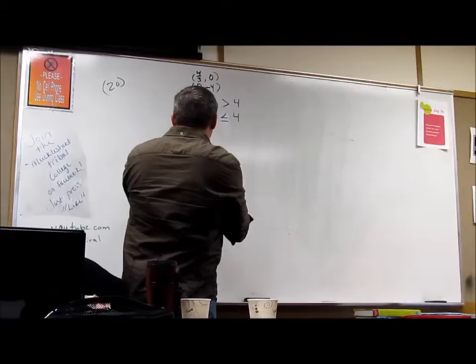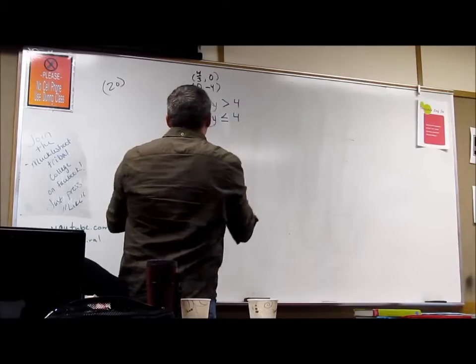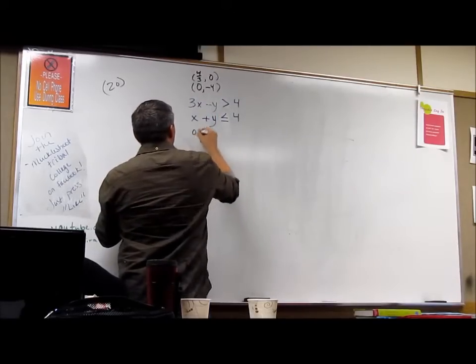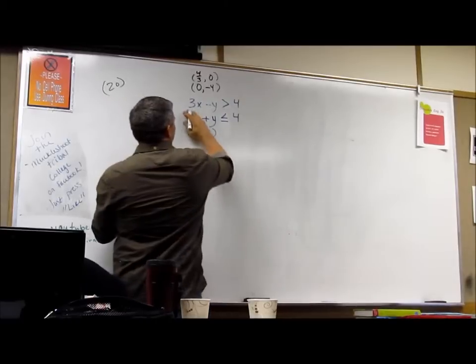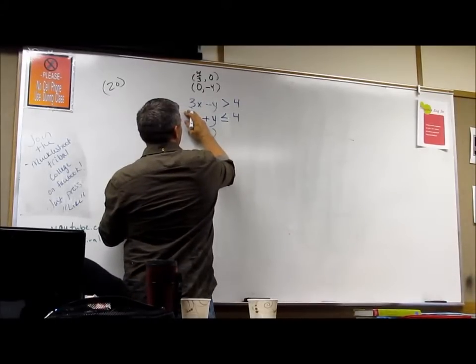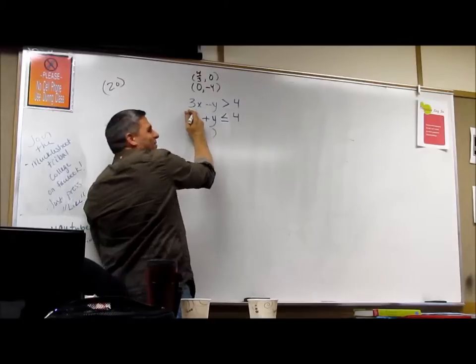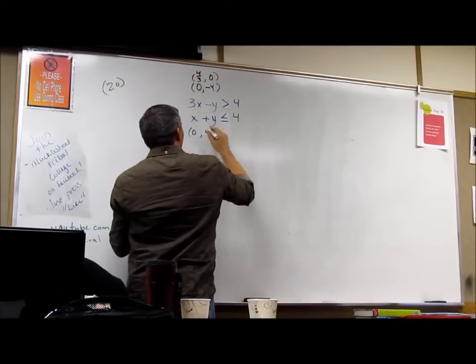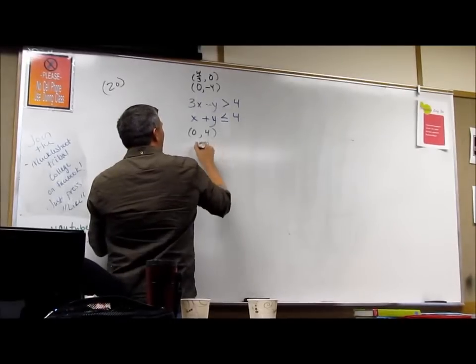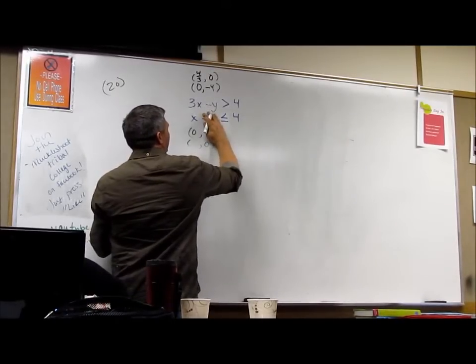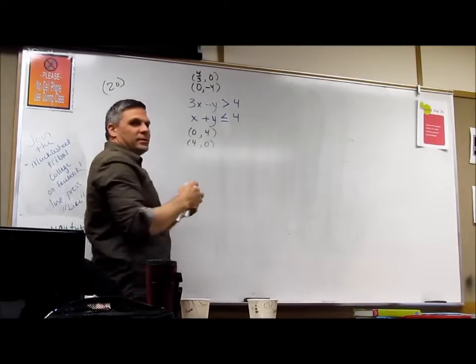Okay, now the other one. So I'm going to do it in green. I'm going to put a 0 in for X. And what do I get for Y? 4. Put a 0 in for Y, and what do I get for X? 4. Easy, right?